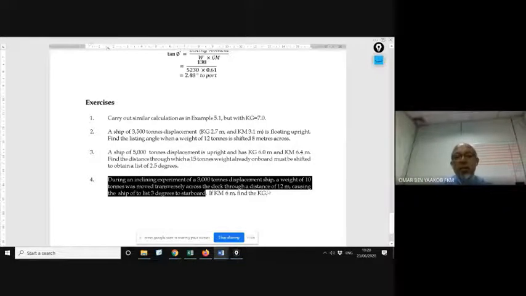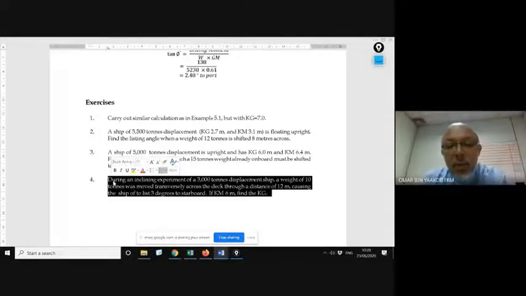All right, this is very important for you to remember, because this is the way of conducting what we call an inclining experiment. Later in Naval Architecture 2, you're going to learn about the inclining experiment, and you're going to use this method and this formula to determine the KG of the ship.